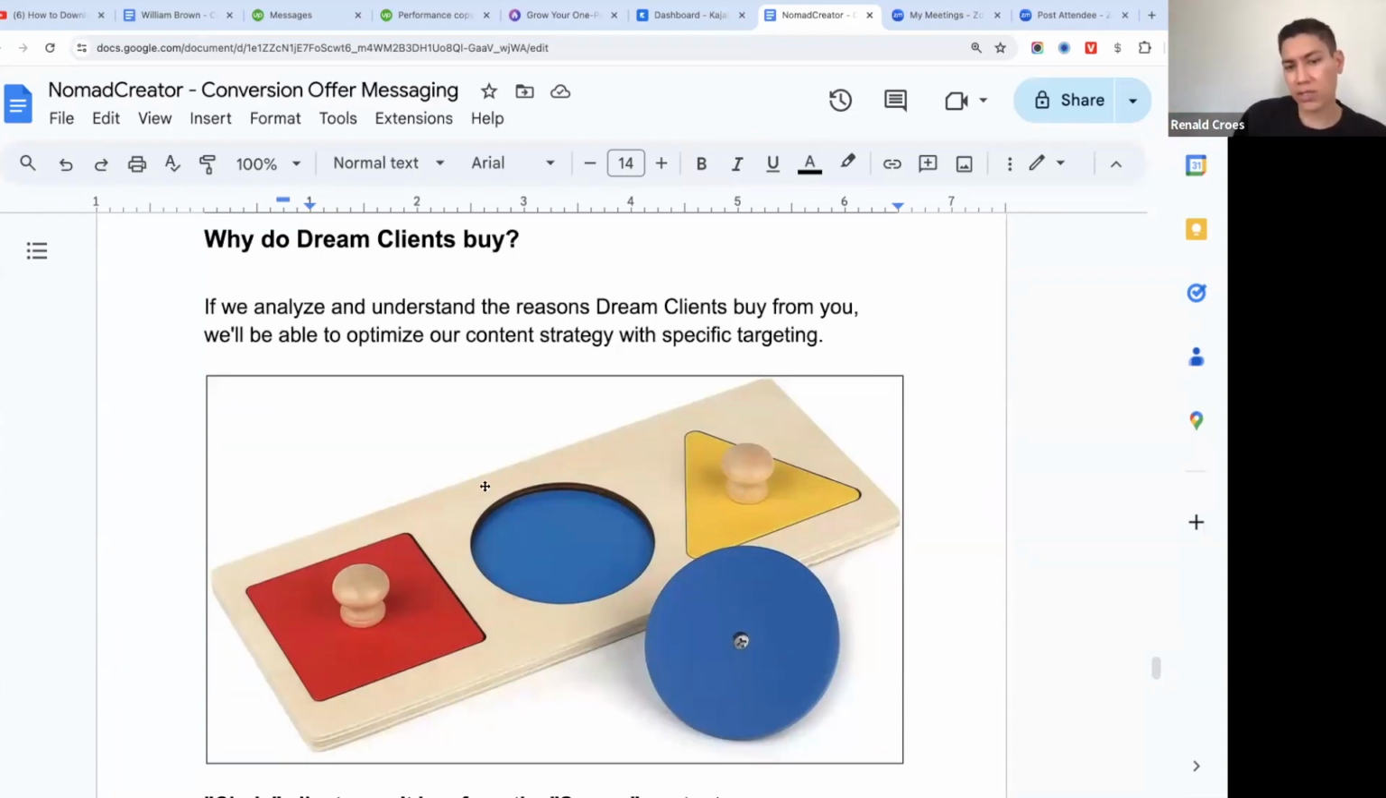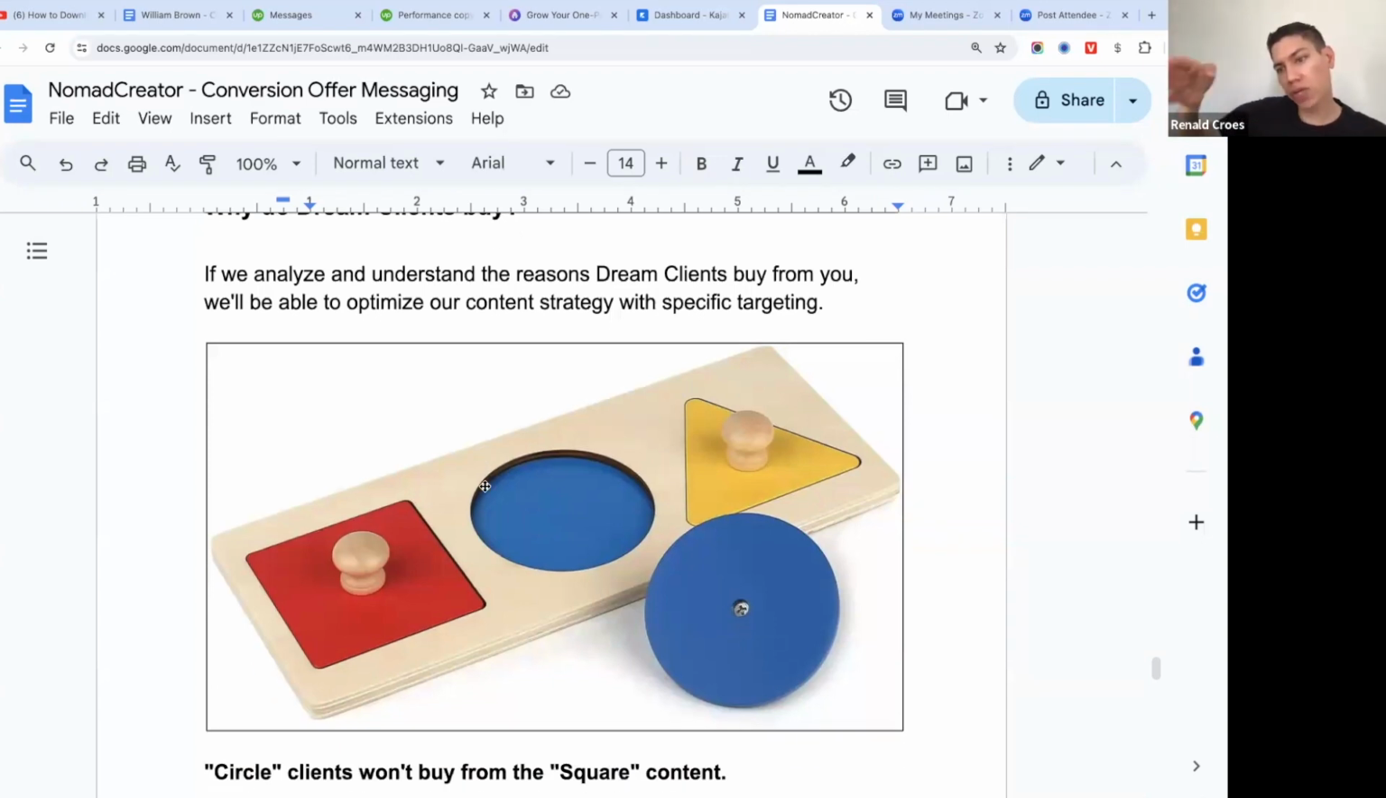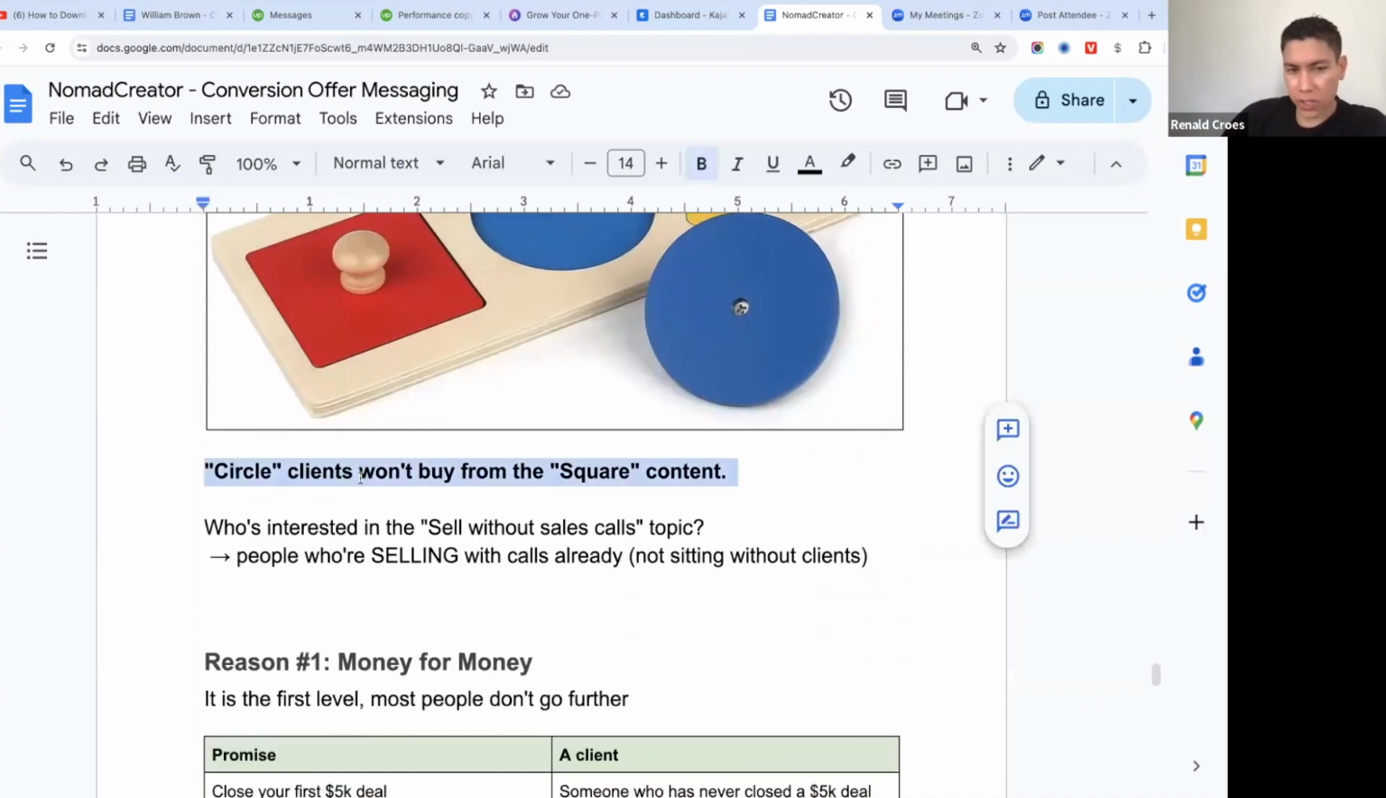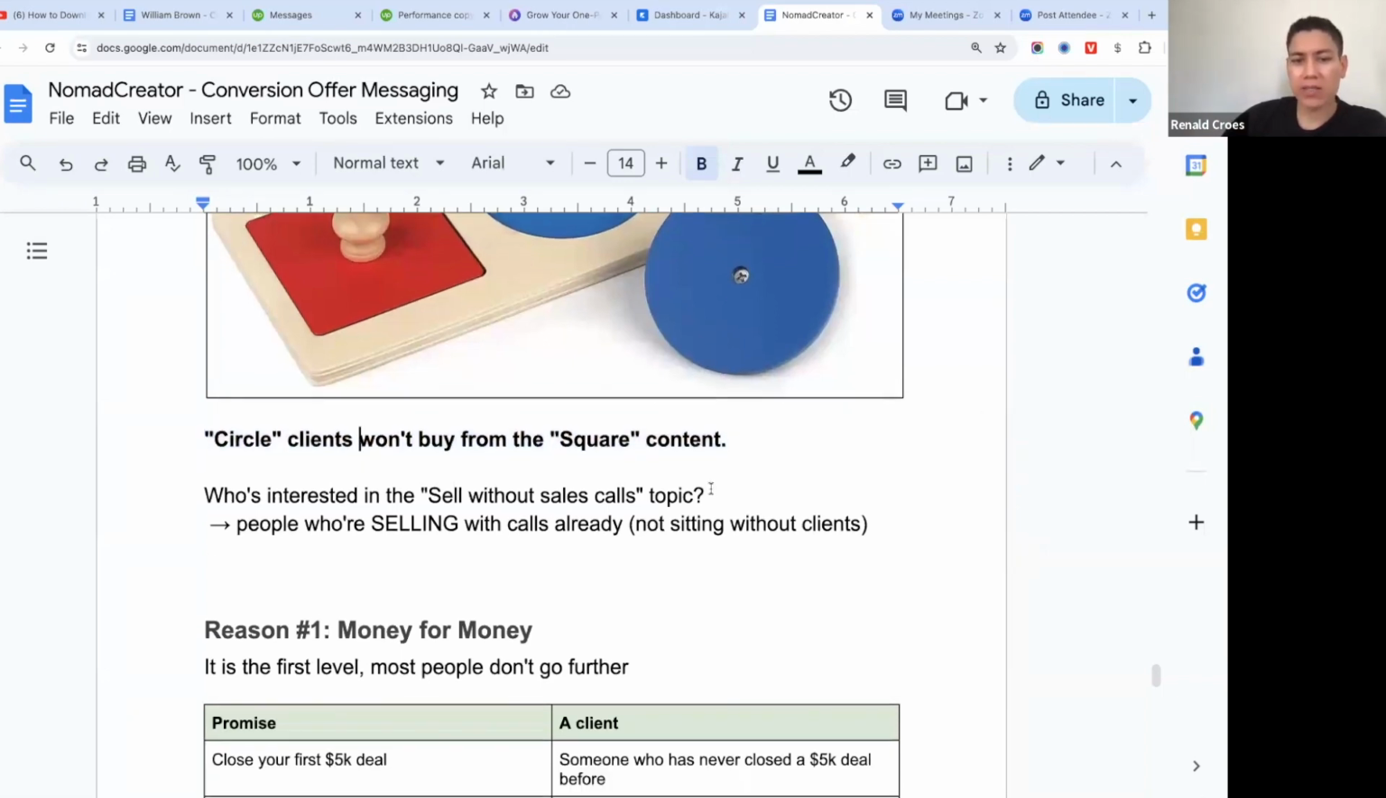Okay? Because again, as you can see here, if you're talking to the blue circle, it's not going to buy a green object, or the red one over here, or the yellow triangle. So you have to think, if I'm talking to one specific audience over and over and over with different pains and problem standards, eventually they're going to come to me. Okay, so you have to think about it: the circle client will not buy from square content. Okay, so try to memorize that, because that is crucial.